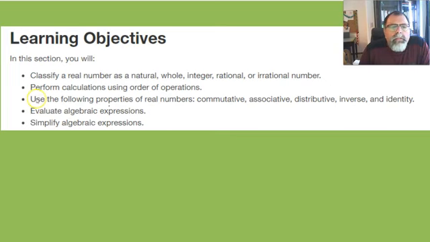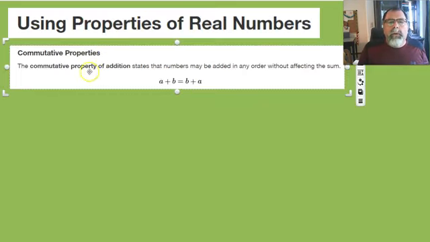Okay, moving on to the next objective. Use the following properties of real numbers: commutative, associative, distributive, inverse, and identity. The commutative property of addition states that numbers may be added in any order without affecting the sum. So we write that in notation as a plus b is equal to b plus a. We should have had some qualifiers: a and b are any real numbers. So these are properties of real numbers.